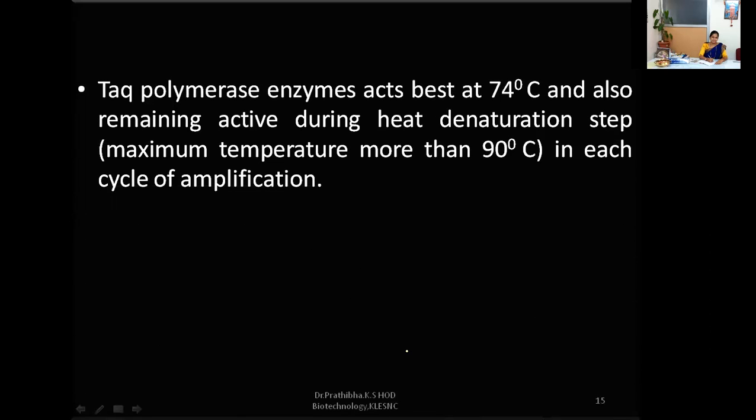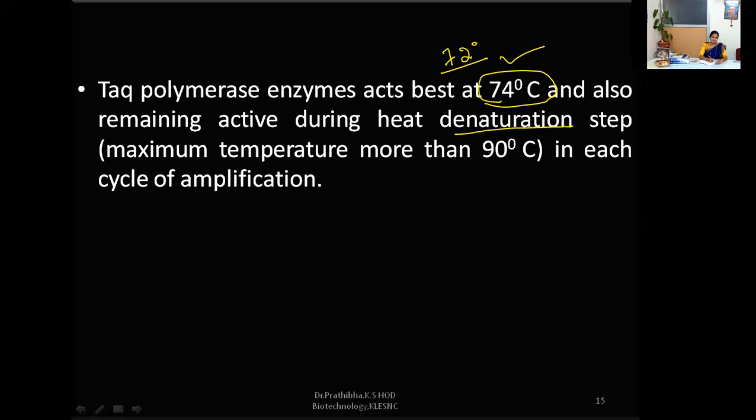The polymerase enzyme acts best at 74 degrees Celsius. It means this is the optimum temperature for the Taq DNA polymerase. In some of the books, they also mention 72 degrees. Okay, you can write 72 degrees or 74 degrees Celsius. And it also remains active during the heat denaturation step.